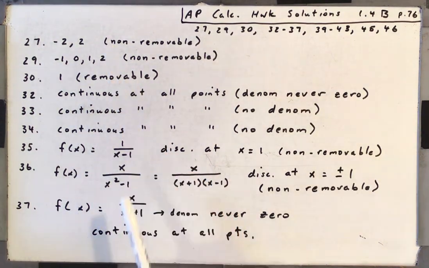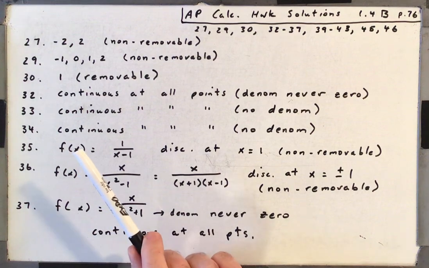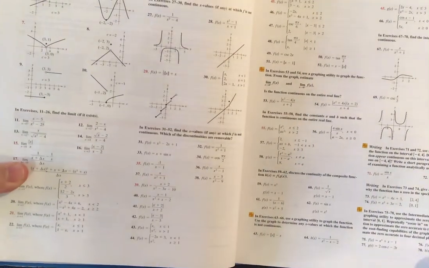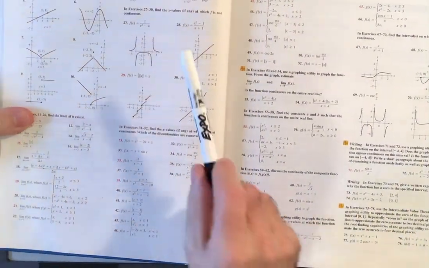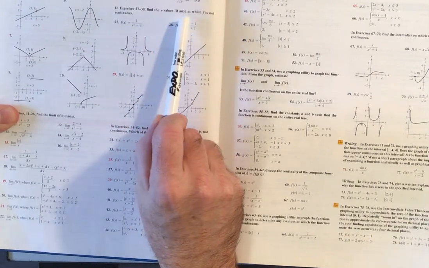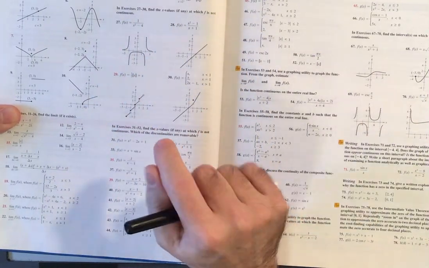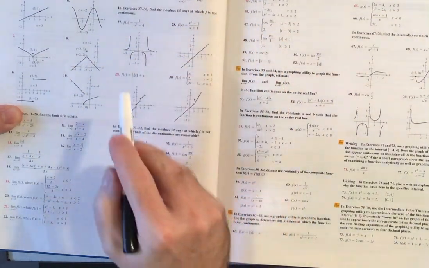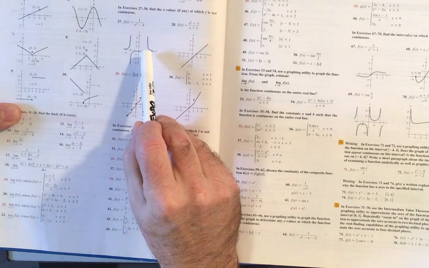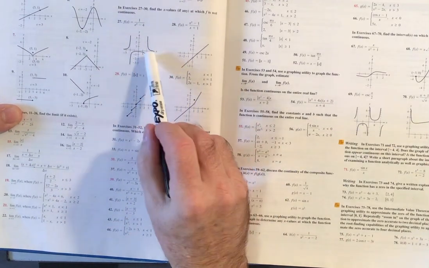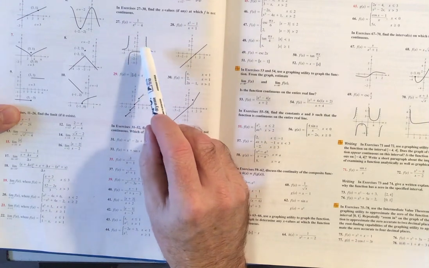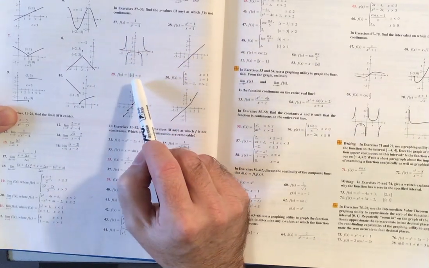I was able to fit a little over half of the problems on this board here. So let's do 27, 29, and 30 real quick. Those are reading the graphs. It says find the x values at which f is not continuous. Well, it's not continuous at the two vertical asymptotes here, so at -2 and 2. Those are not holes, so that would be a non-removable discontinuity.